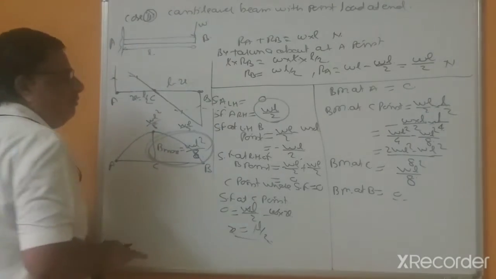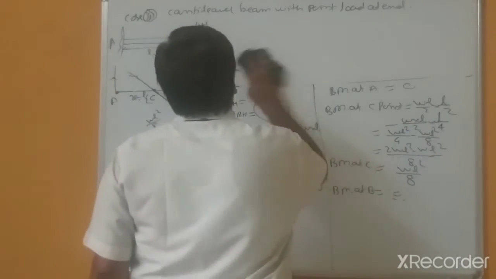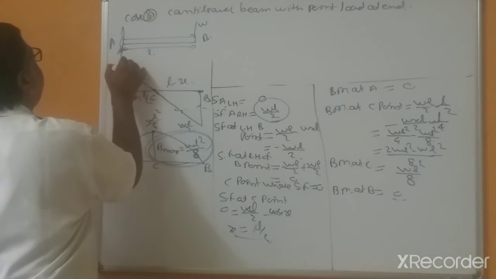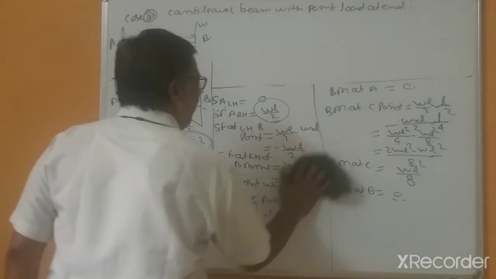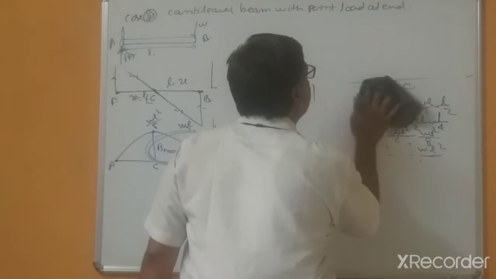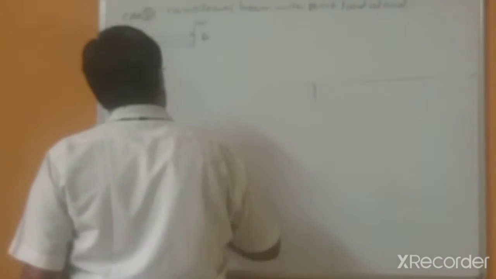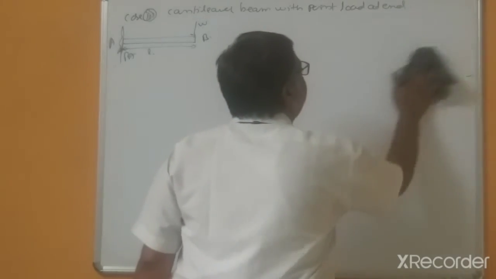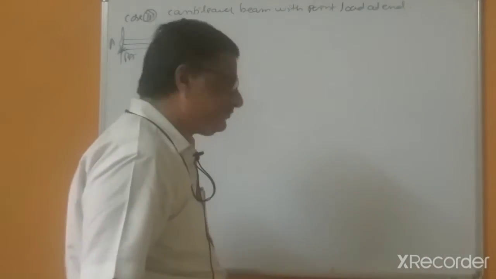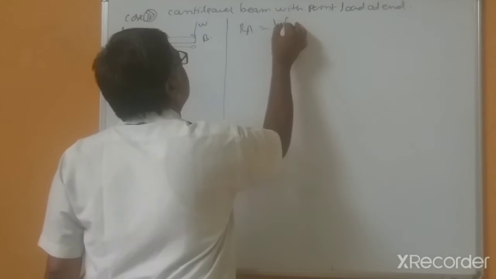Suppose this is A point and this is B point. So in this case there is only one support, and that is at A. So that's why RA equals W, only because the load acting is W, so all the load transfers to the support, and that is W.